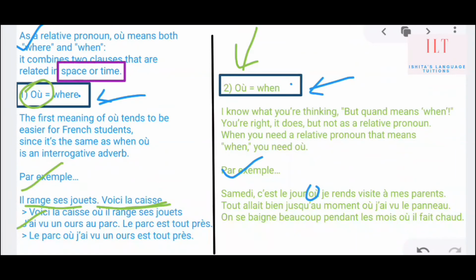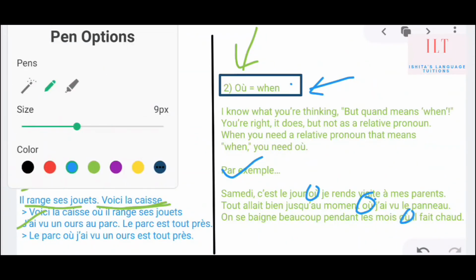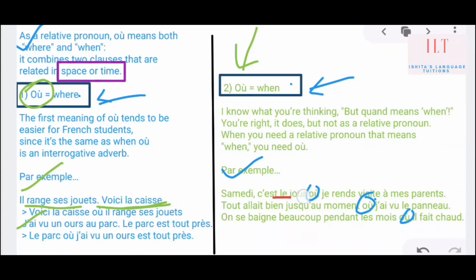Tout allait bien jusqu'au moment où j'ai vu le panneau. So everything was going well till the moment I saw the board. Again the time. On se baigne beaucoup pendant les mois où il fait chaud. We take a bath many times when it is hot outside, when summers are going on basically. Again, here we are talking about the time. If we simply see the phrases, we can identify the time. Le jour, the time. Jusqu'au moment, till the moment, again the time is being indicated. Pendant les mois, during the months, again the time is being indicated. So simply we know it will be où.